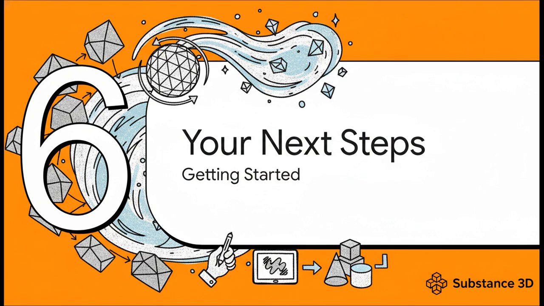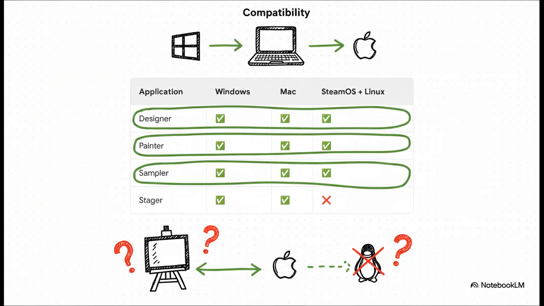All right, let's bring it all home with the practical details. If you're feeling inspired and want to check out the Substance Suite for yourself, here's what you need to know. First off, compatibility. The main creation tools, we're talking Designer, Painter, and Sampler, run great on Windows, Mac, and even on Linux through SteamOS, which is awesome. It's important to note, though, that Stager, the rendering app, is currently limited to just Windows and Macs, so that's just something to keep in mind depending on your setup.